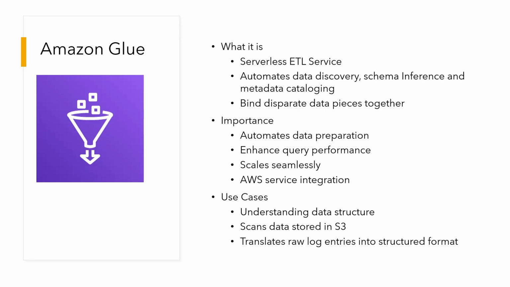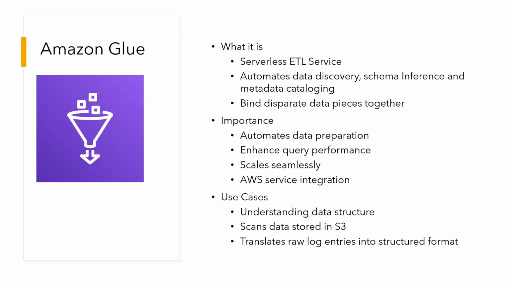So we've created a VPC, we've enabled a VPC flow log, we've created our S3 bucket, we've applied the policies at the bucket level. So the next thing we want to talk about is Amazon Glue. So what is Amazon Glue?